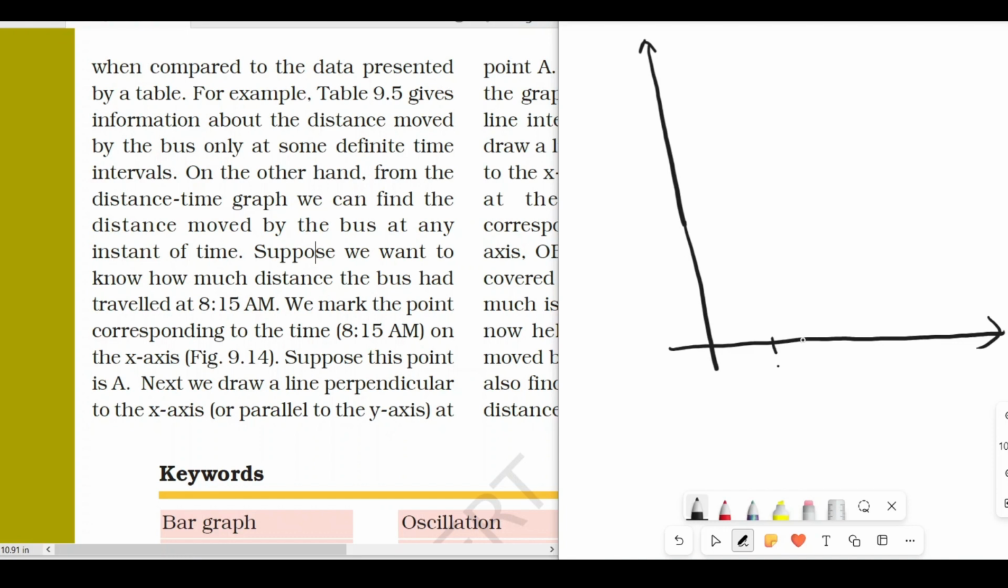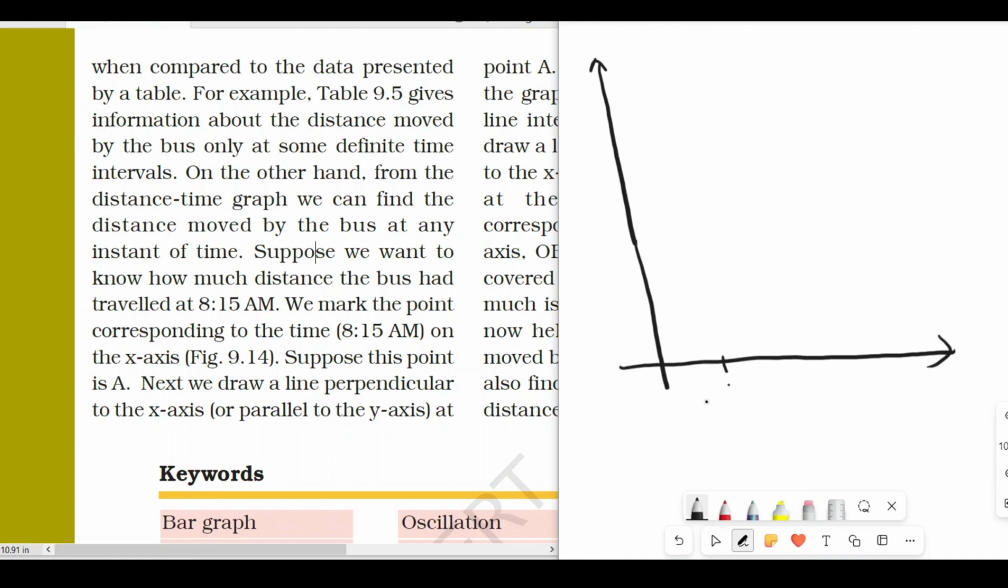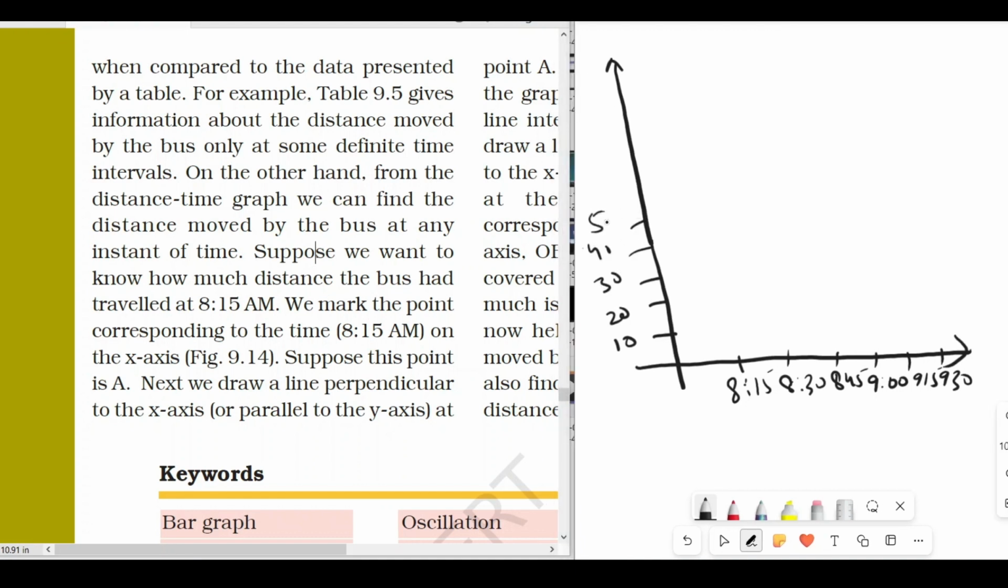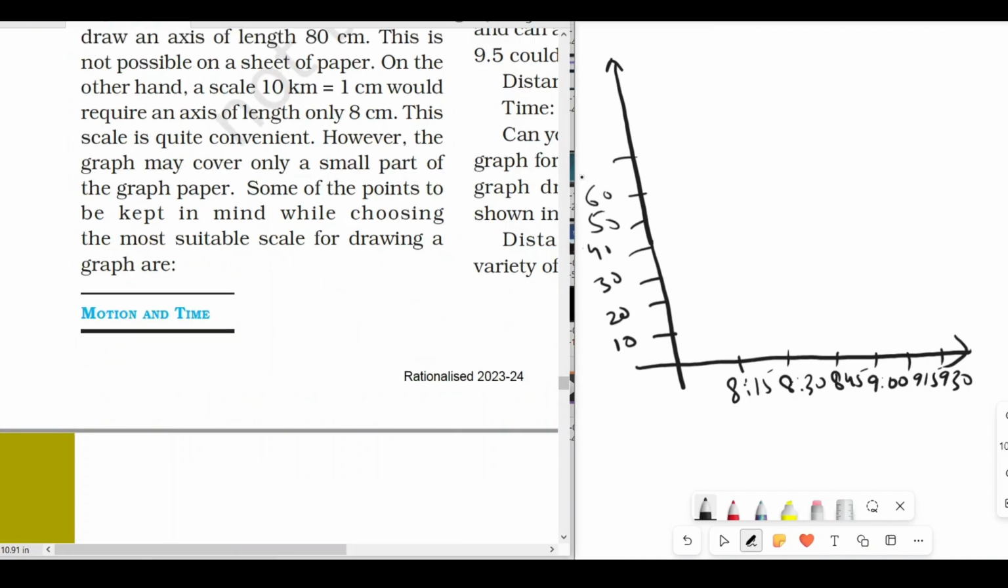So 1 centimeter is equal to 8:15. Okay. Then 8:30, 8:45, 9 o'clock, 9:15, 9:30. Okay. And then on the y-axis, you take distance with each centimeter equal to 10 kilometers. So this is 10, this is 20, this is 30, this is 40, this is 50, this is 60, 70, and then 80. Okay.